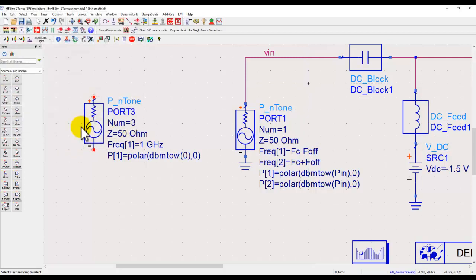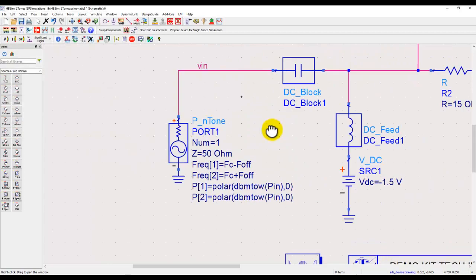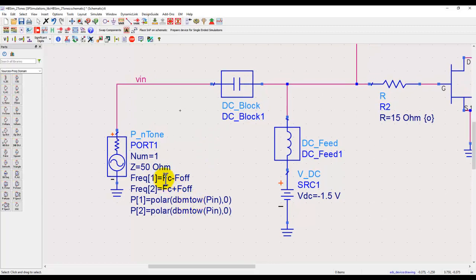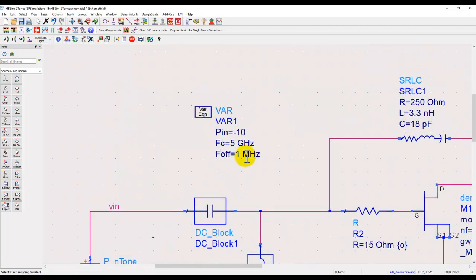Simple, isn't it? Right, so once we have the PN tone source here, I have defined two frequencies: FC minus F offset, which is basically the lower side tone, and FC plus F offset, which is the higher side tone. And in the variable, I have defined my FC as 5 gigahertz and F offset as 1 megahertz. So basically, it will be 4.999 gigahertz as the lower tone and 5.001 gigahertz as the upper tone.